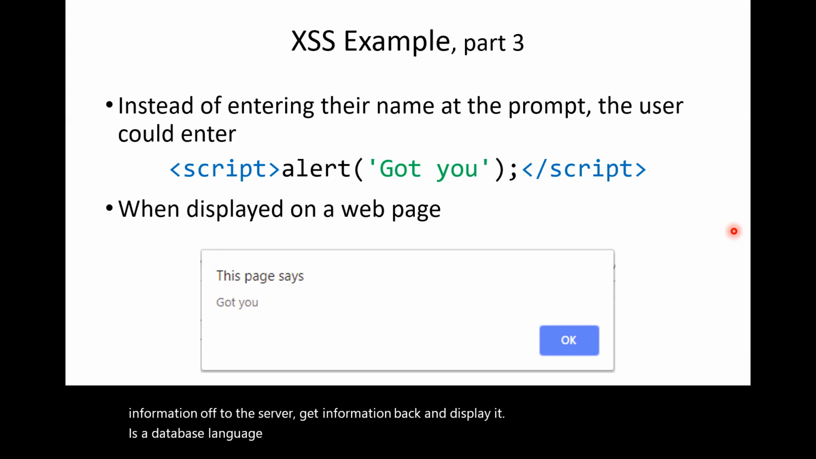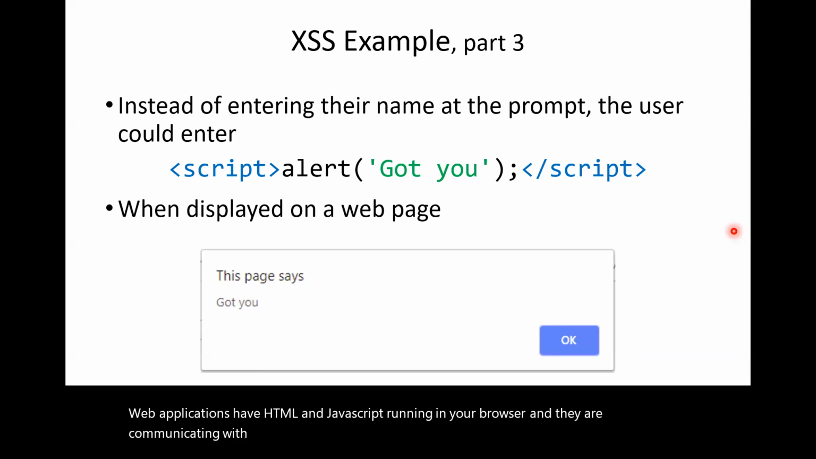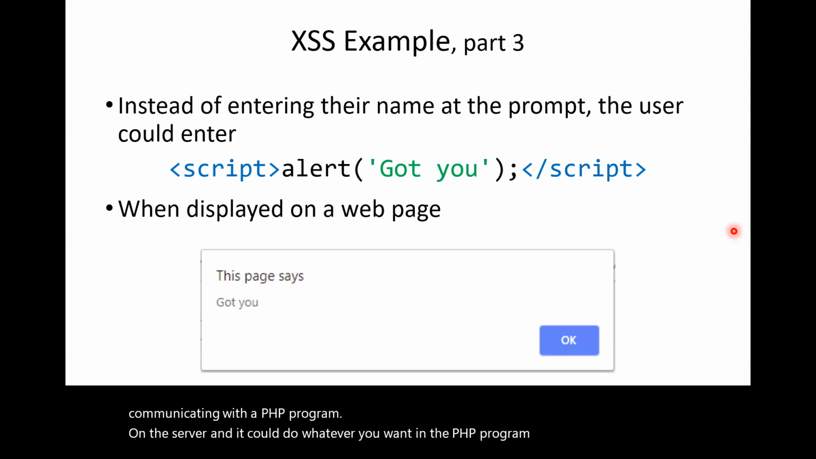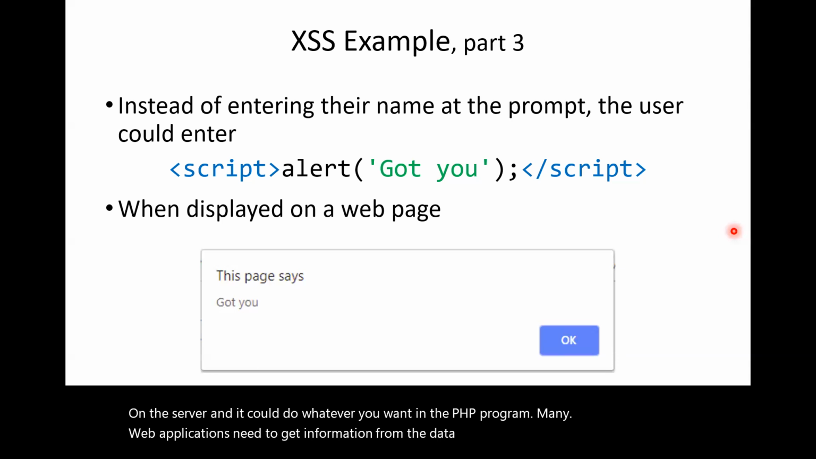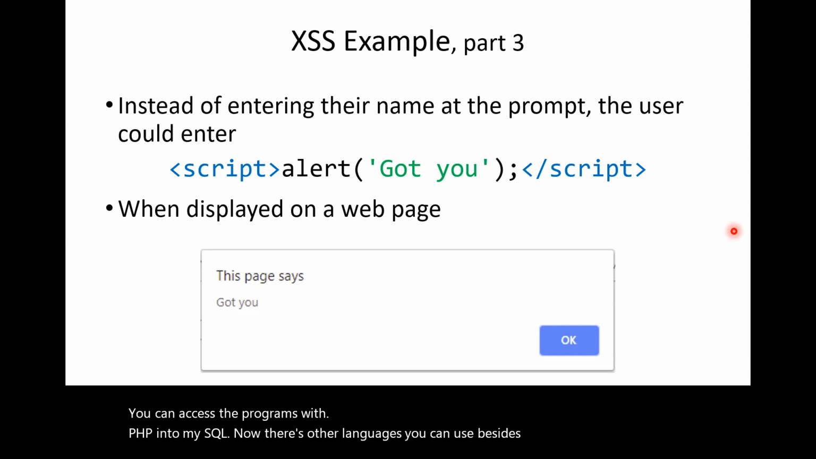PHP is a language that often runs on servers. Many web applications have HTML and JavaScript running in your browser, and they're communicating with a PHP program on the server. And it can do whatever you want in the PHP program. Many web applications need to get information from a database, and so you can access the databases with PHP and, say, MySQL.